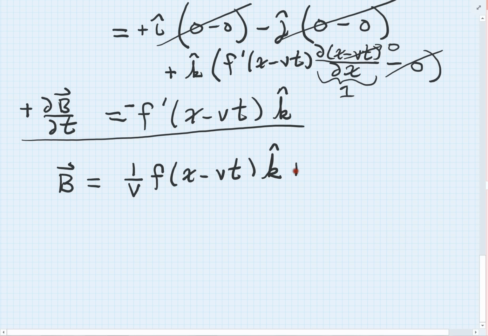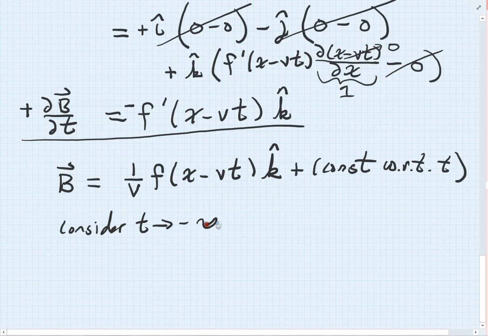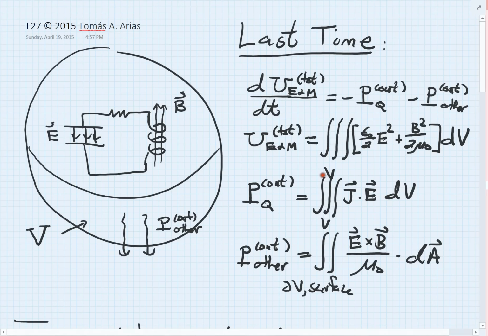So this is my full solution for the magnetic field, except I'm missing one thing. There has to be some constant, but it's constant with respect to time t. To determine this constant, I can play the same game that I played before about infinities. Let's imagine that we are at time t going to minus infinity, before I've even set up my apparatus, before I've done any experiment. Well, before I've done any experiment, of course, the magnetic field has to be 0.